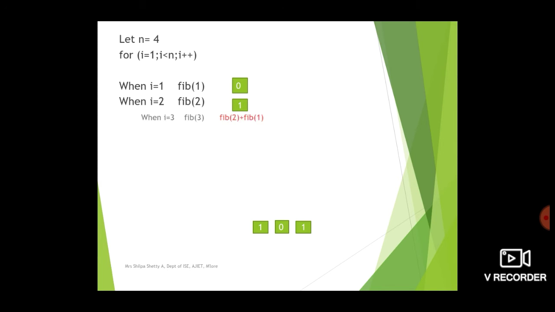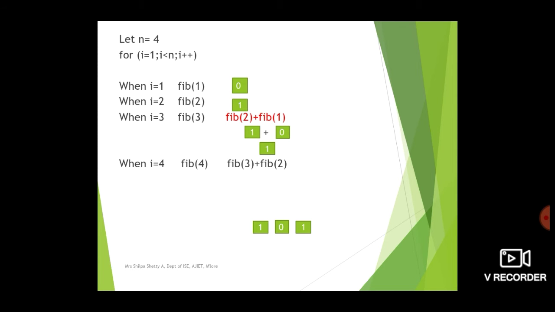Later, when i is equal to 3, fib of 3 will be called. So n is not 1 or 2. So fib of 3 will be fib of 2 plus fib of 1, that is fib of n minus 1 plus fib of n minus 2. Fib of 2 returns 1 here and fib of 1 returns 0. So 1 plus 0 is calculated. So fib of 3 will be equal to 1 again.